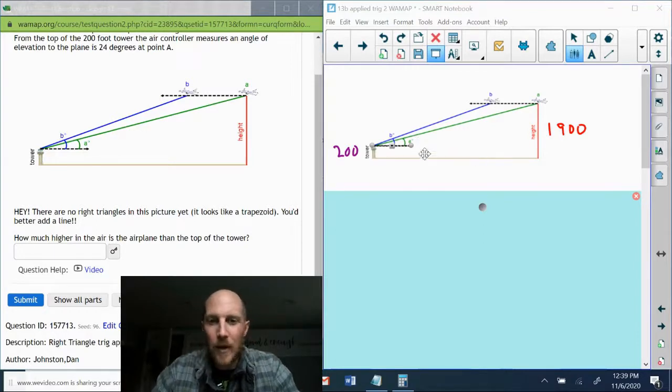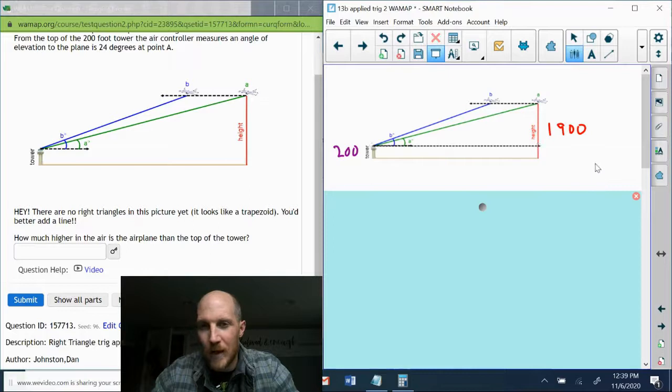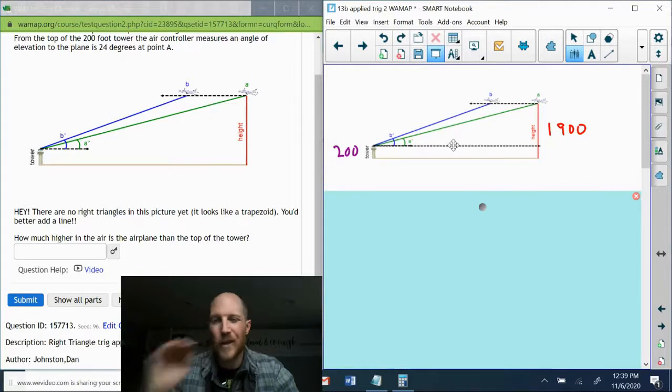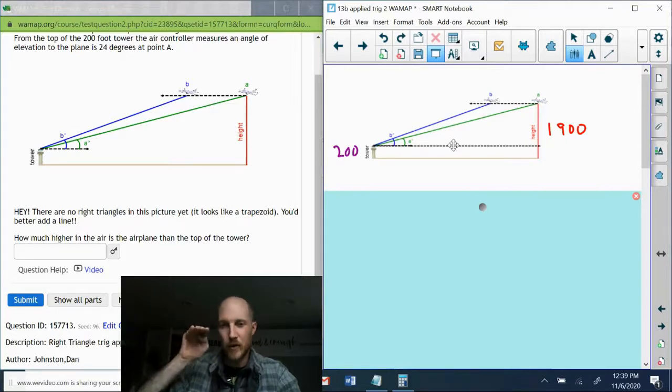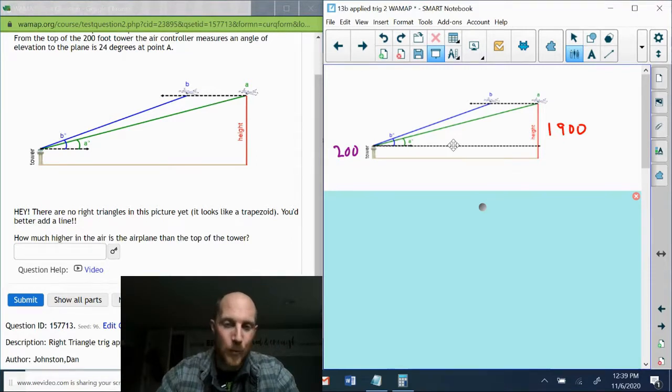So we need to add a line. I'm going to extend this, trying to give you some hints in the illustration. I'm going to extend that line out so that I do have right triangles. I have at least one: the green side and the height, the red side, and then we'll go straight across at the level of the eyesight for where the air traffic control people inside the tower are.